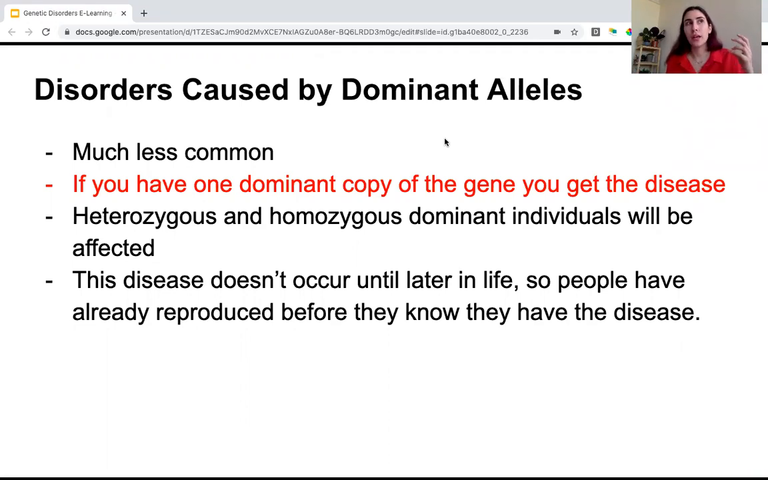And there's no such thing as a carrier in this situation, because this disease is caused by a dominant allele. So heterozygous and homozygous dominant individuals will be affected, and this disease doesn't occur until later in life. So people might have already had children without even knowing. That's why doing genetic testing before getting married or deciding to have children is very important, because sometimes you have these disorders with no symptoms until much later in life, which we will see in one example coming up next.